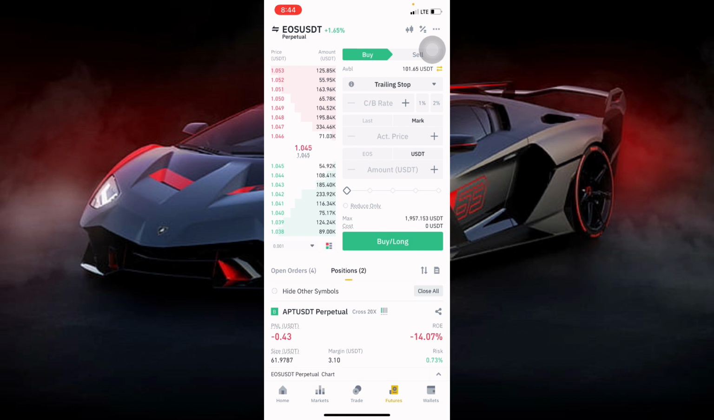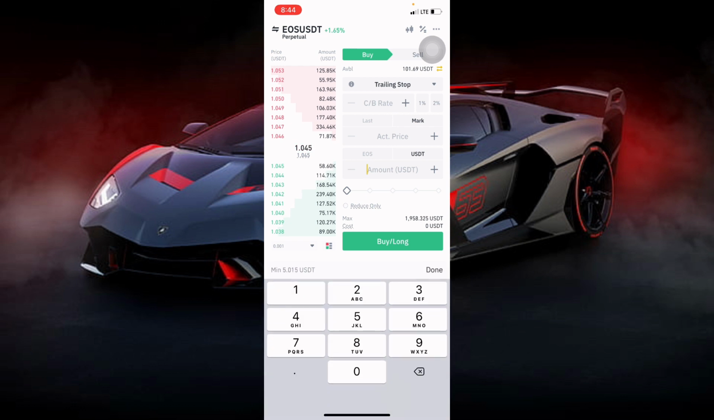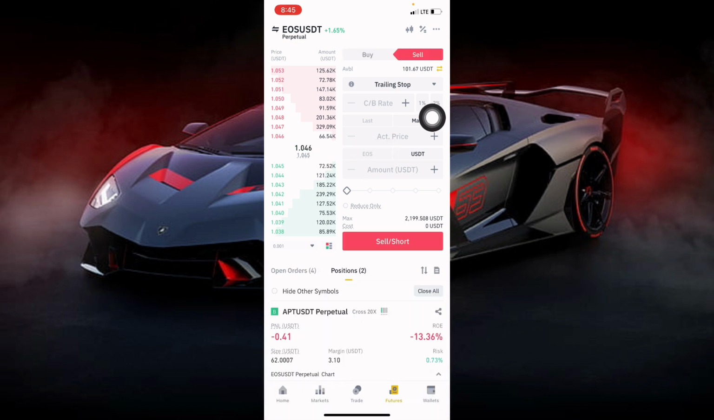So the amount to invest is going to be the one that you use as your cost when you were buying the cryptocurrency the first time. So for you to use a trailing stop loss on a buy order, you need to change it to sell. You need to change it to sell.